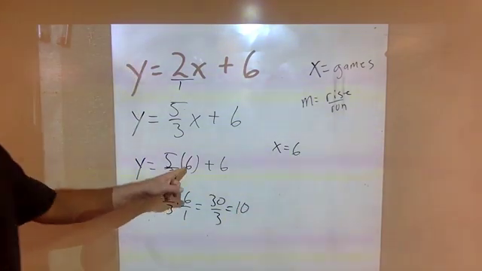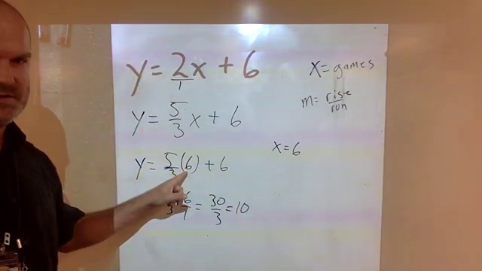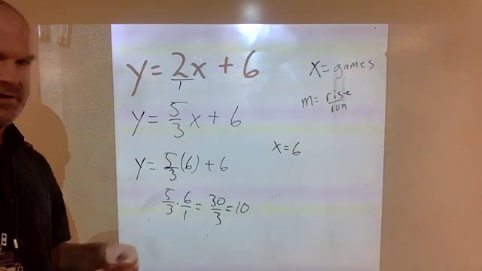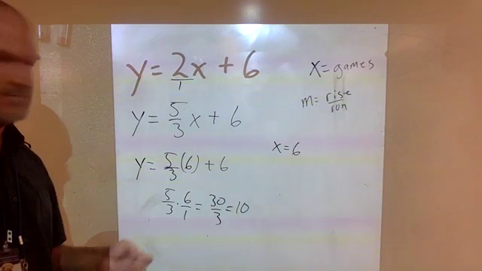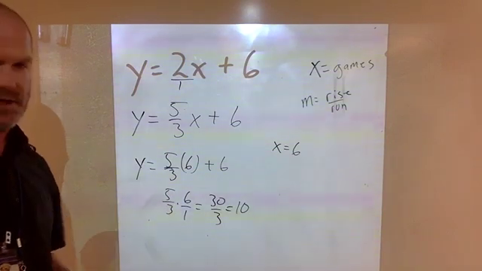So it makes sense. If you played 6 games, that means you bought 6 tickets. $5 for 3 and another $5 for another 3. $5 for 3. You bought 2 sets of them. You bought 6. You spent $10.